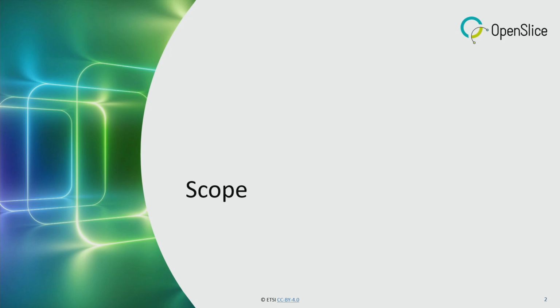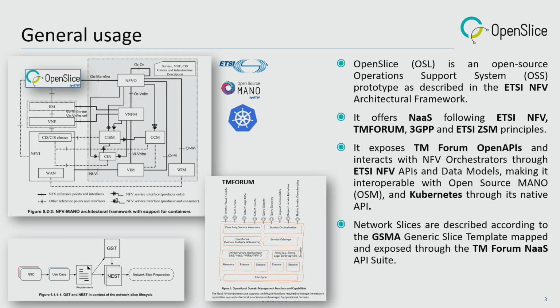A little bit of context before we start, for those of you that are not aware. OpenSlice is an open source operation support system that stands in place of the OSS in the ETSI NFV architectural framework. It tries to offer network as a service solutions leveraging ETSI NFV, ETSI ZSM, TM Forum, and 3GPP principles. At its northbound, it exposes TM Forum APIs and interacts, at the southbound, with NFV orchestrators, leveraging ETSI NFV APIs, and Kubernetes through its native API as well.